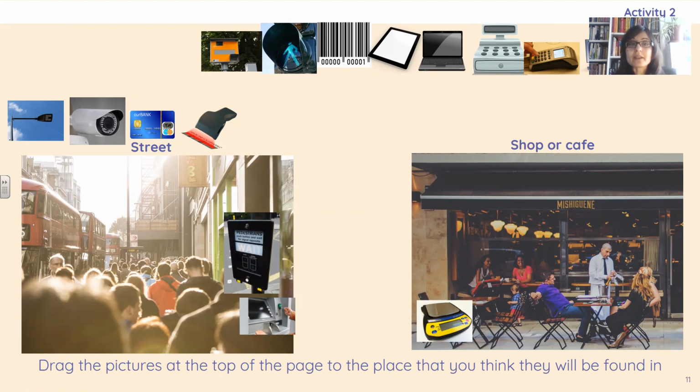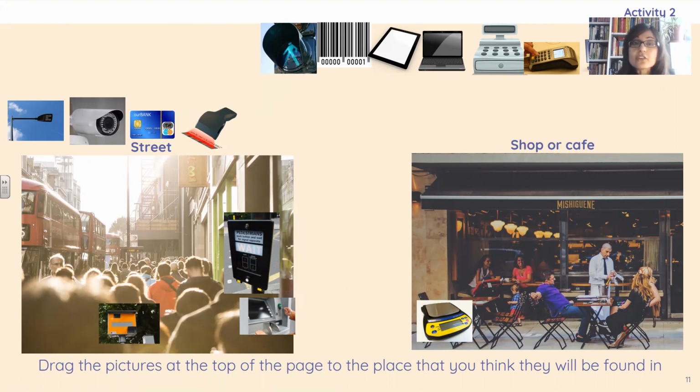Speed camera. Now we all have to be aware of those. Not our favourite piece of technology, but they keep us safe. Speed camera, where are we going to find that one? That's a nice easy one. Shop or cafe or street? Jump to the side you think you'd find it on. Correct, on the street side.